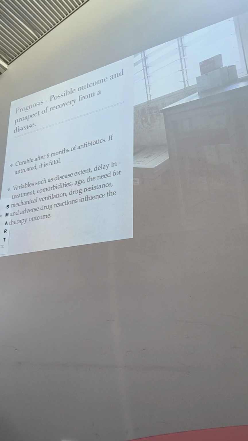It can be due to the extent of the disease, how long you've had it for, maybe since you were a child, the delay in the treatment, the comorbidities, like what other diseases you have, your age. Obviously, if you're older, you will have less immunity. If you need mechanical ventilation, if you need a machine for it. Is the TB drug resistant? That can affect it too. And if you have drug reactions, you might not be able to even take the antibiotics. Some people are allergic to that.